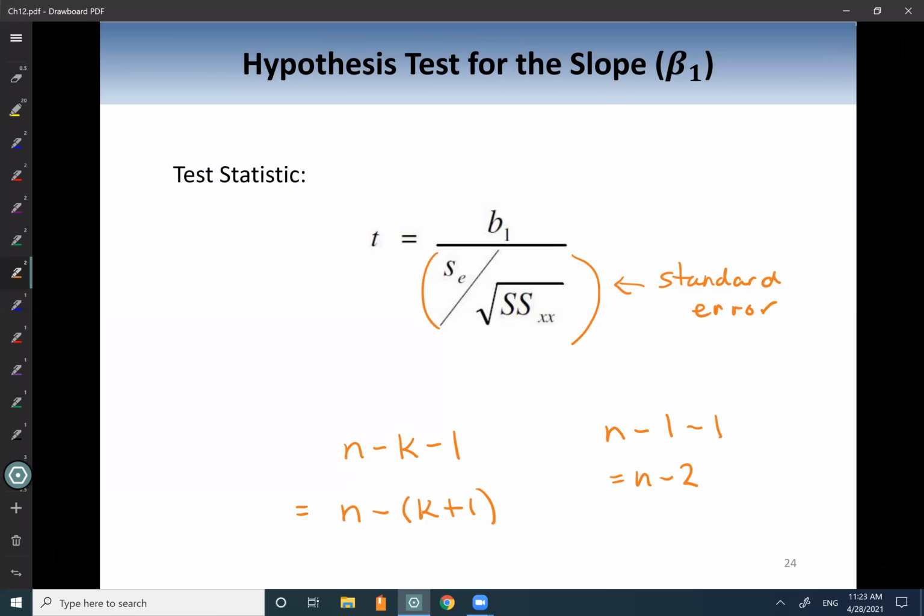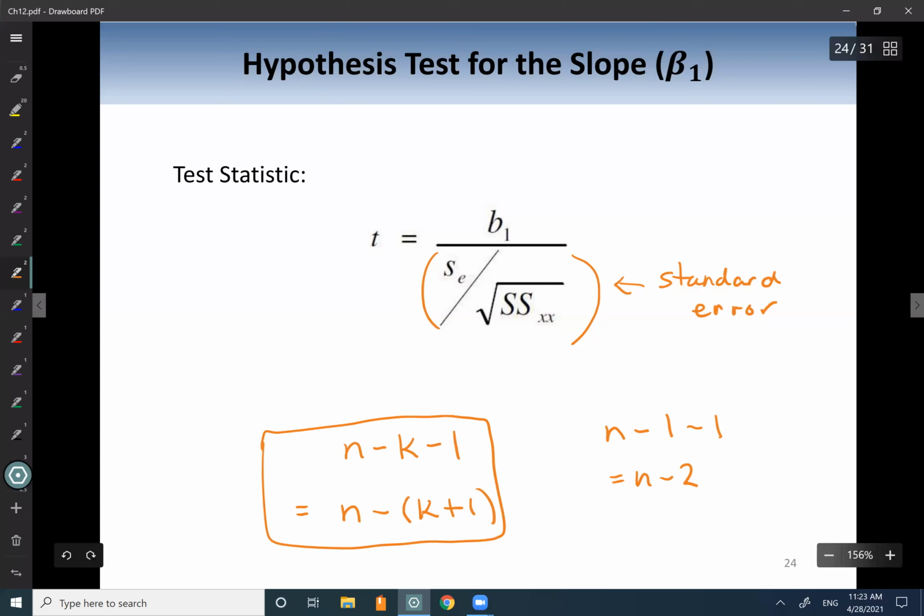When we get into multiple regression analysis, you just simply need to remember the formula, and you just take the size of the sample n and subtract the number of predictor variables or explanatory variables, and then subtract 1. Okay, so for simple linear regression, it is always n minus 2 degrees of freedom.